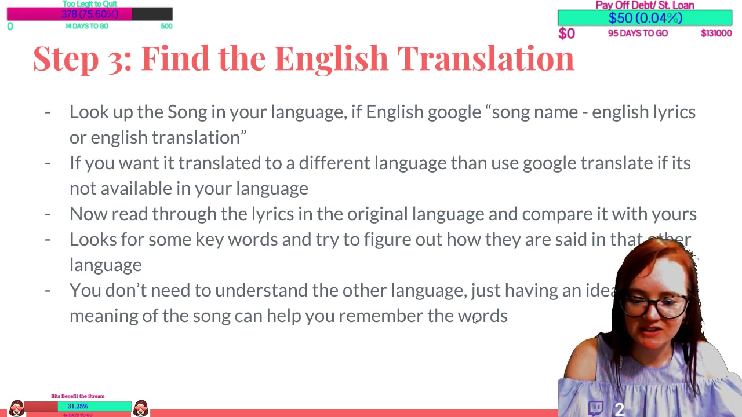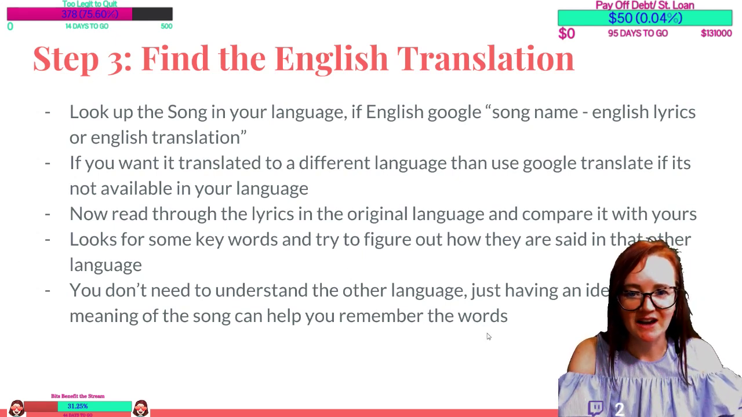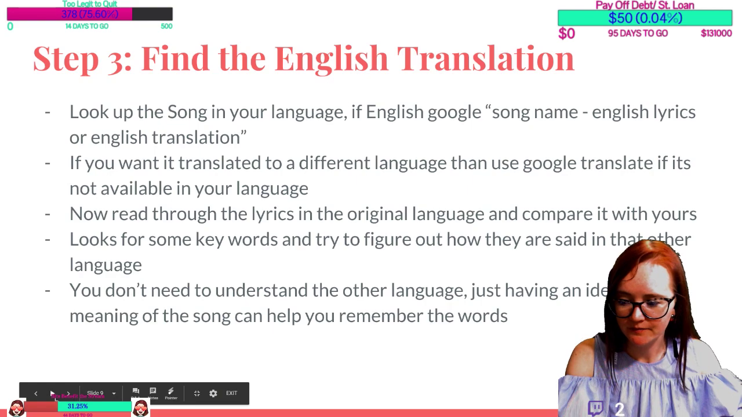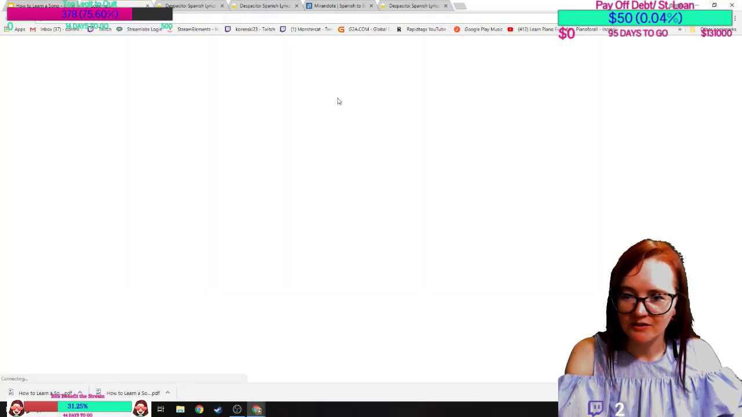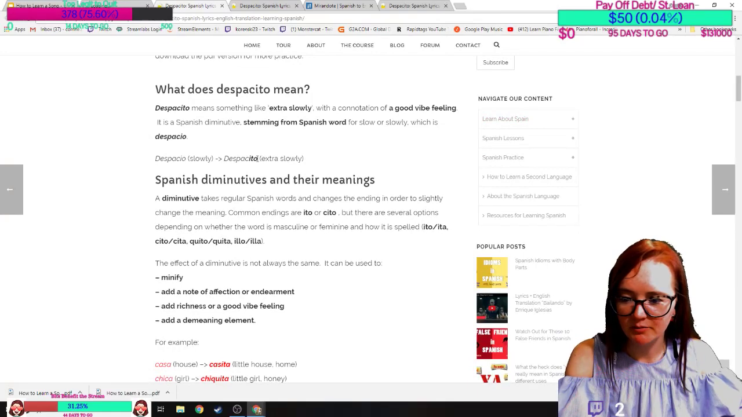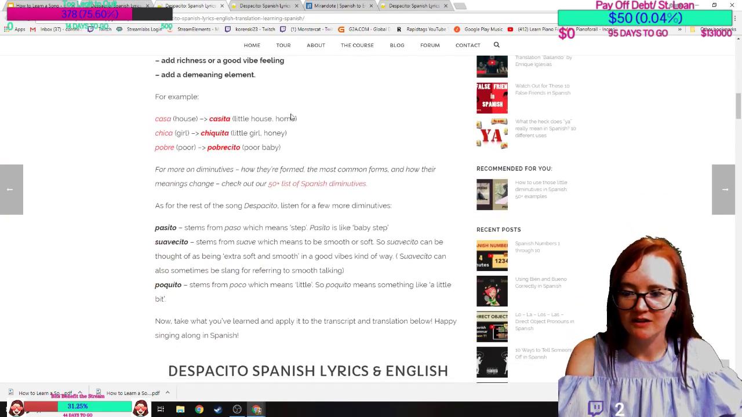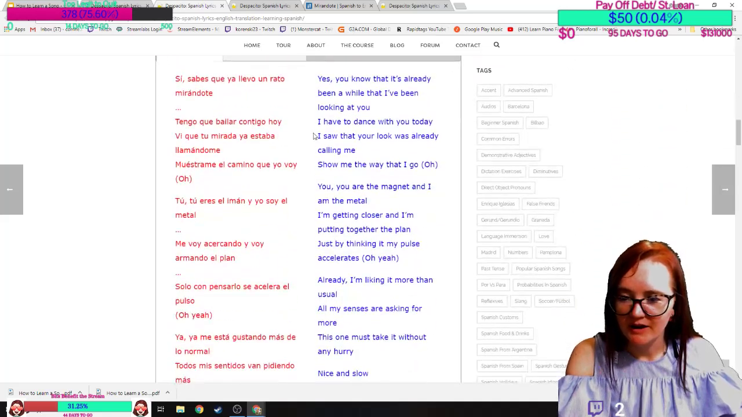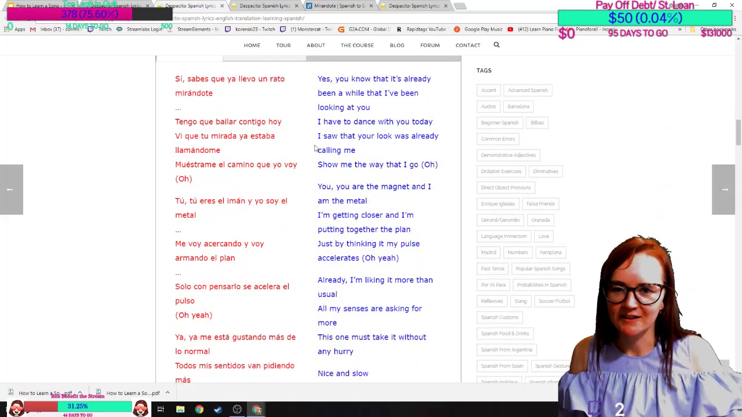And you don't need to understand the other language, just kind of have an idea for what some of the words mean. So I found this site on Google. It tells you a little bit about the Spanish language and what some of the words mean, which is pretty cool. But down here, there's a comparison, and this is really helpful.